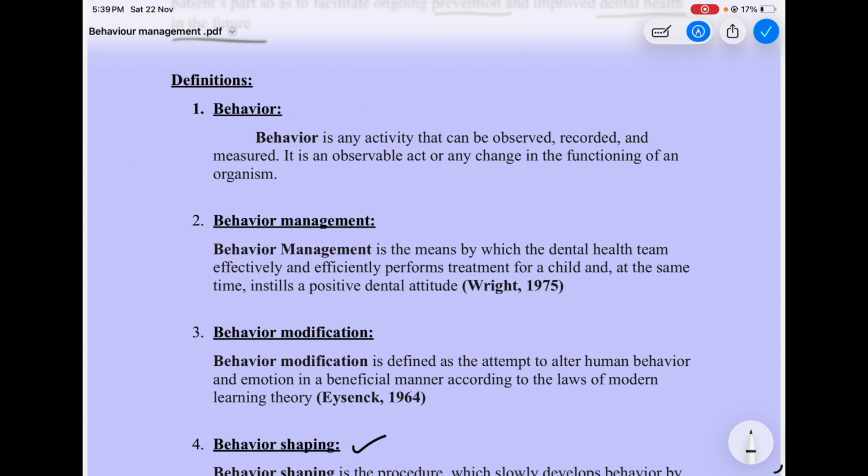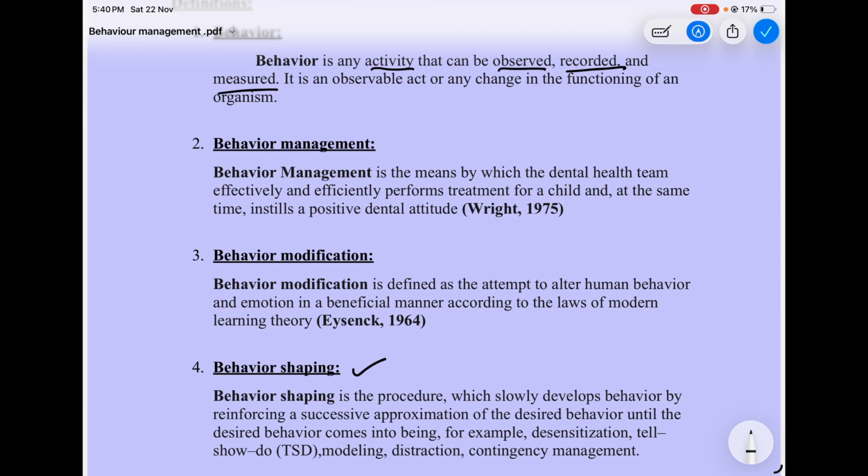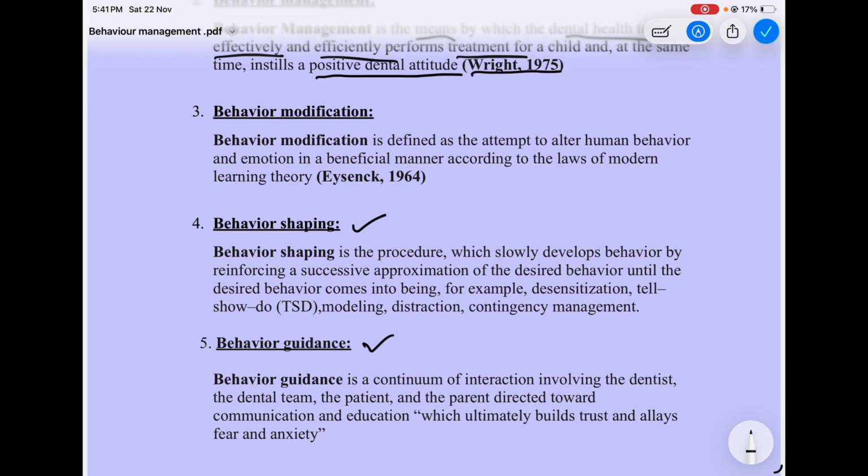First is behavior. Behavior is an activity that can be observed, recorded, and measured. It is an observable act or any change in the functioning of an organism. Then, behavior management. According to Wright in 1975, behavior management is the means by which the dental health team effectively and efficiently performs treatment for a child, at the same time instills a positive dental attitude. How do we instill a positive dental attitude? We can instill a positive dental attitude with behavior modification by behavior shaping and guidance.